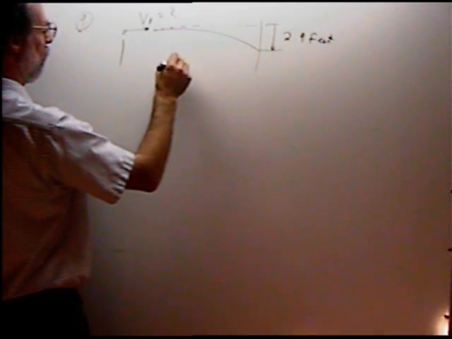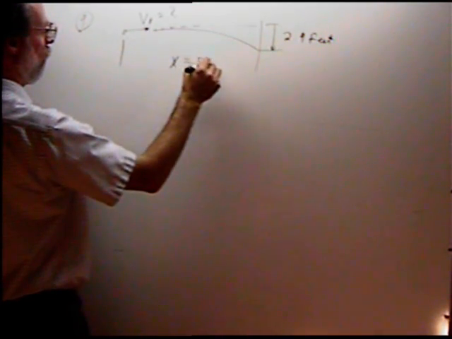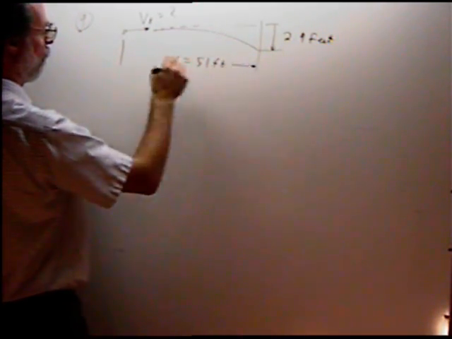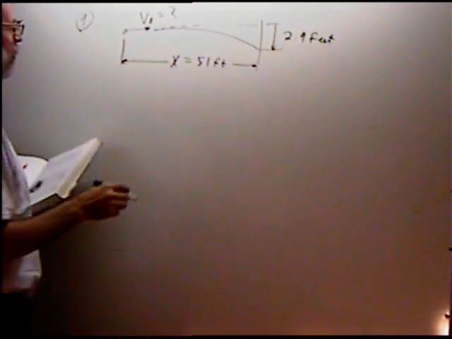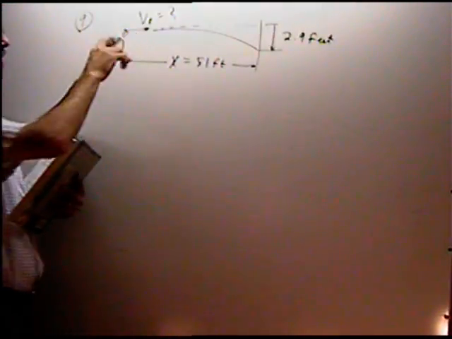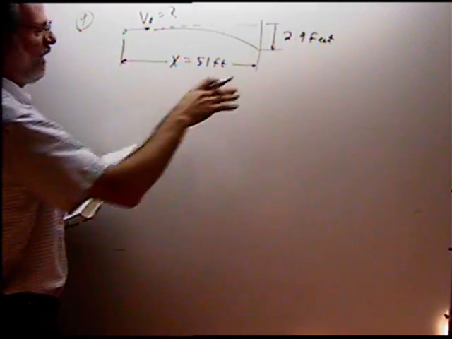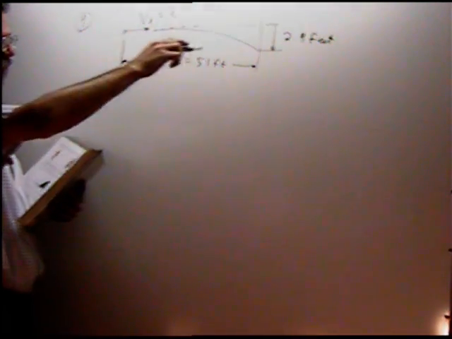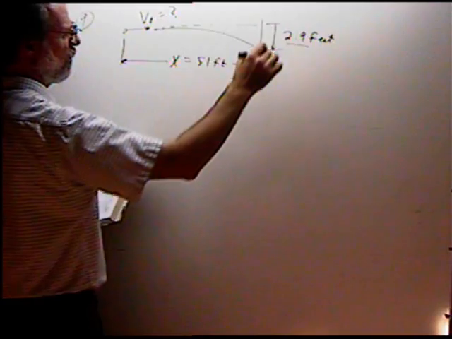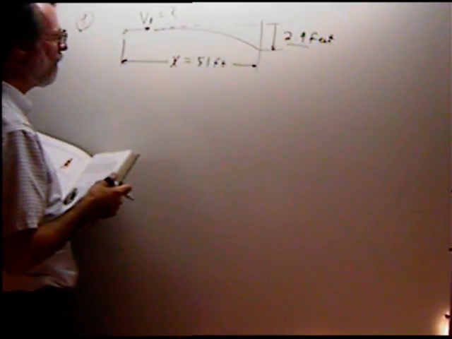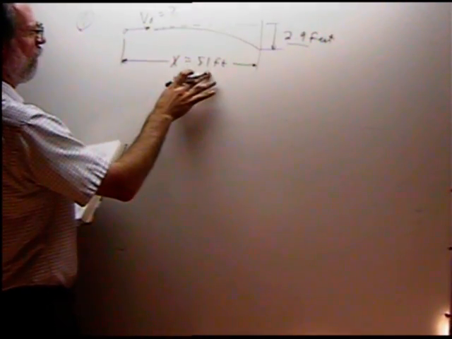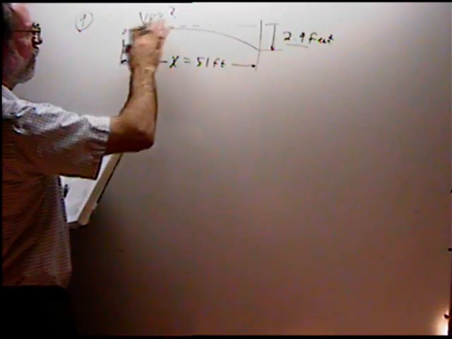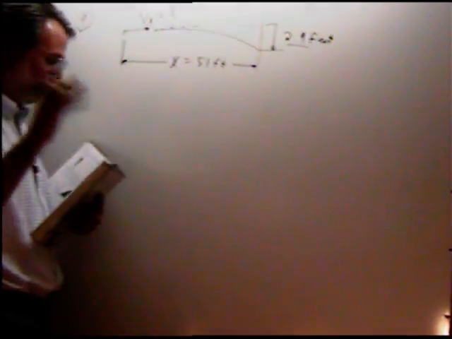This distance x is 51 feet away. So here's the situation. Someone throws a ball horizontal, 51 feet away. He aims it perfectly horizontal at the wall, but it in fact falls 2.5 feet down. It's 51 feet away. Can you use that to determine the initial velocity? Yes, you can.